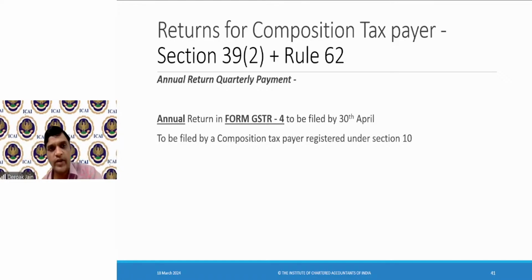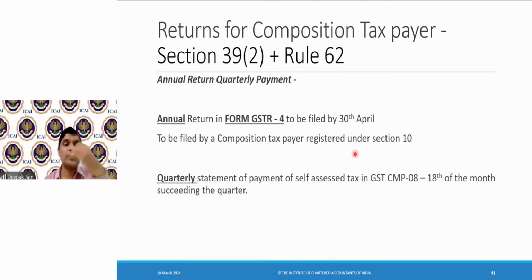So आपका 22-23 year खत्म हो गया. Then by 30th April 2023, you have to file one return in GSTR 4. It should be filed by a composition taxpayer who is registered under Section 10. Only that person can file. A regular taxpayer cannot file it.